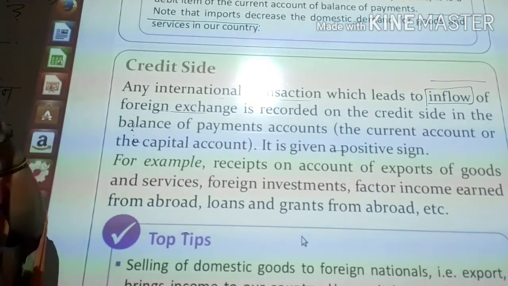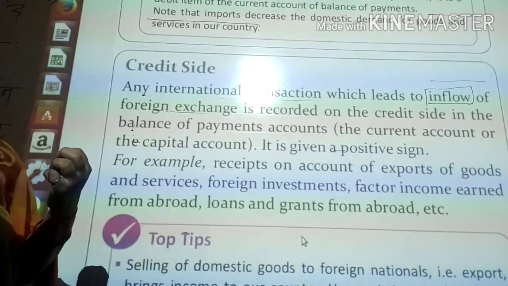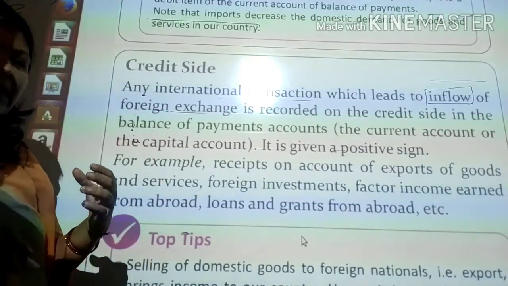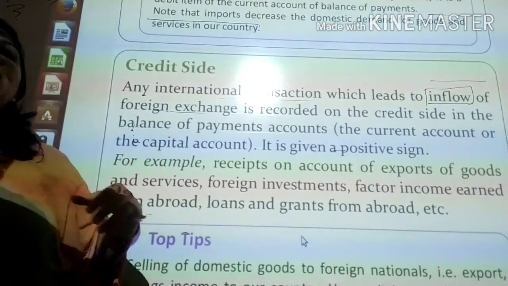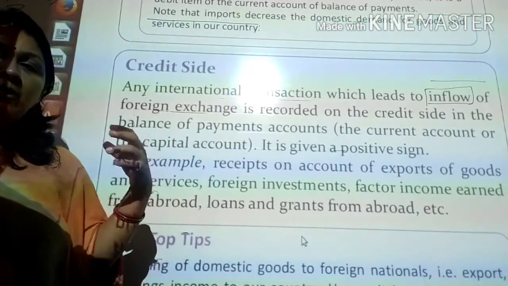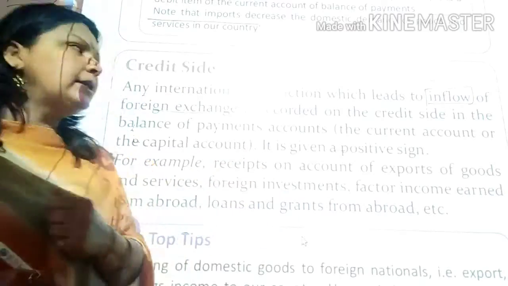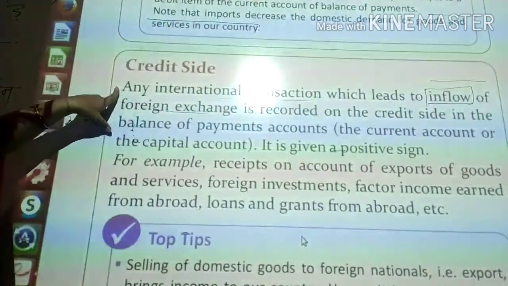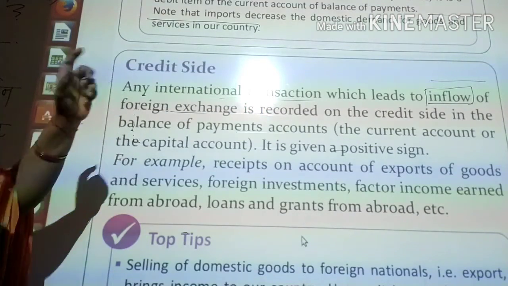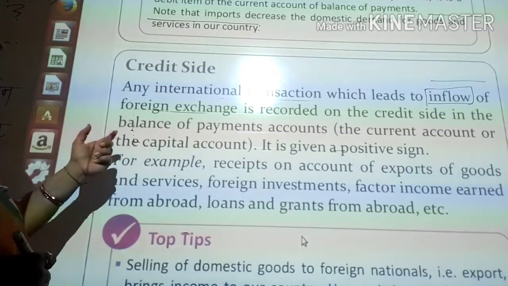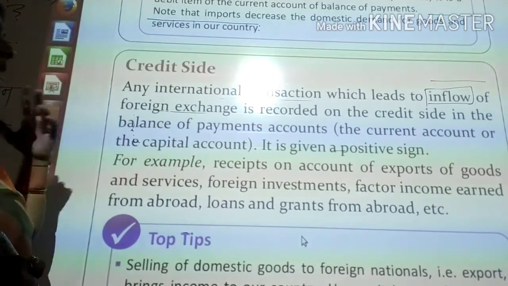Simultaneously, if our foreign exchange is in the inflow form, fine. So definitely we sell something. If we sell something, definitely from our business or our country, goods and services go outside. So any international transaction which leads to inflow of foreign exchange is recorded on the credit side in the balance of payment, maybe in the current account or the capital account.